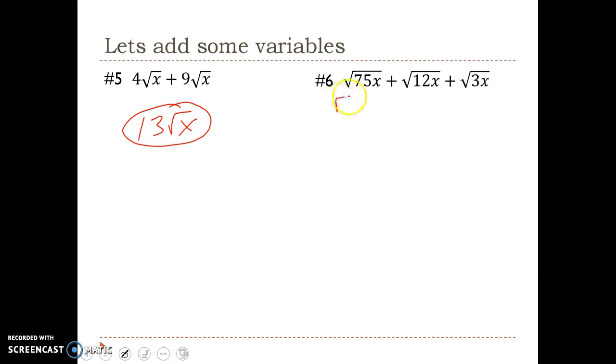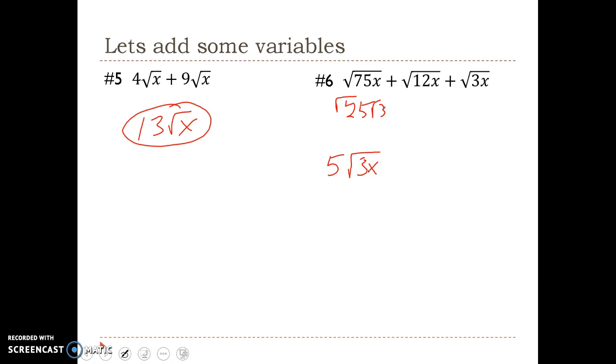The square root of 75 is 25 times 3. And I can take the square root of 25, that's 5 on the outside, but then on the inside I'm going to have the 3 and the x, because I can't pull any of the x's out.